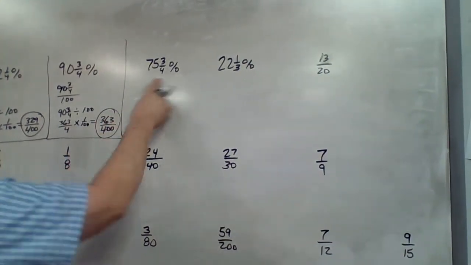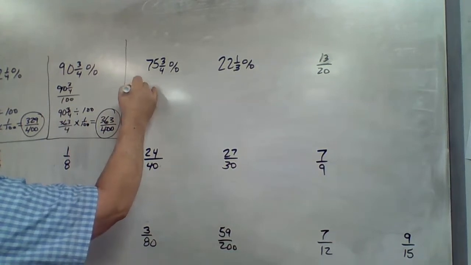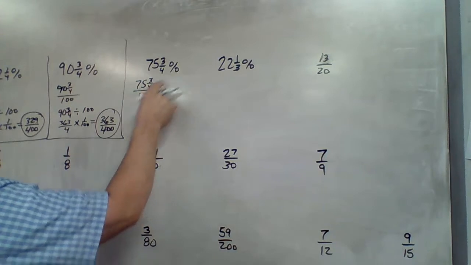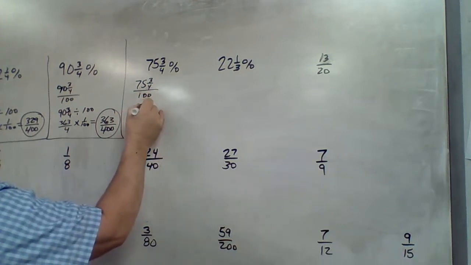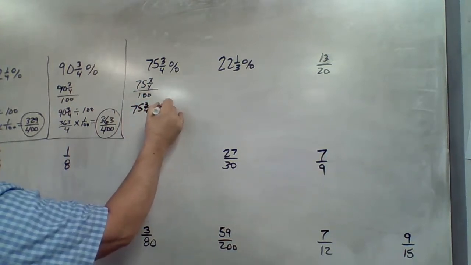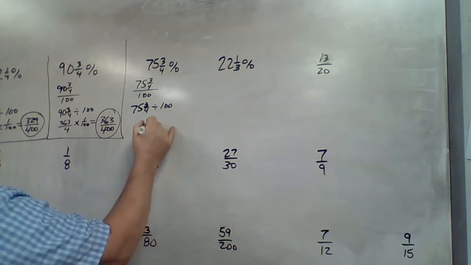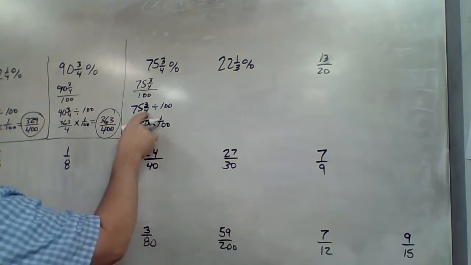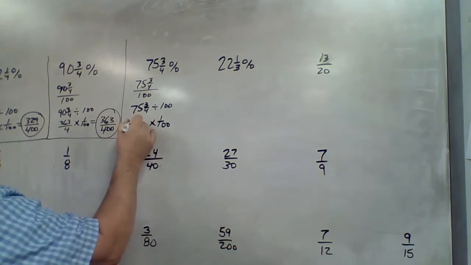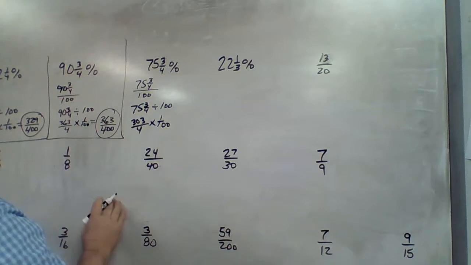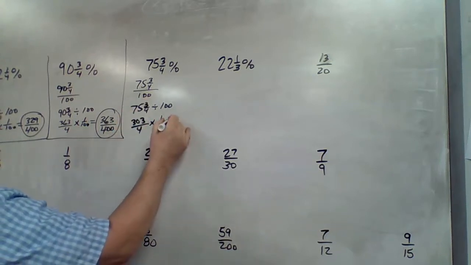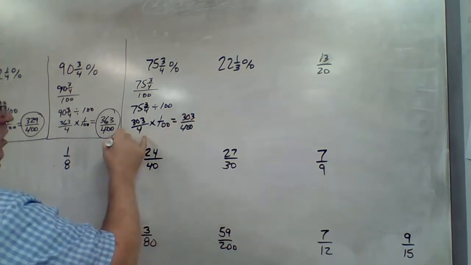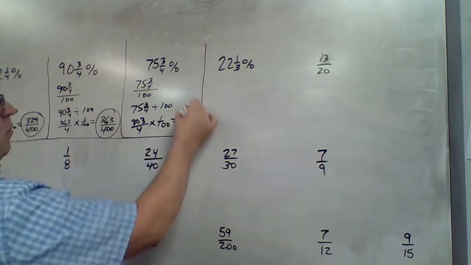How about this one? Again, 75 3/4 over 100, because percent means hundreds. Then I think of this as being a division problem, because it is dividing by 100. Dividing by 100 is the same thing as multiplying by 1 over 100. This is 303 over 4 when I change this to a fraction, and that gives me 303 over 400 as my answer.